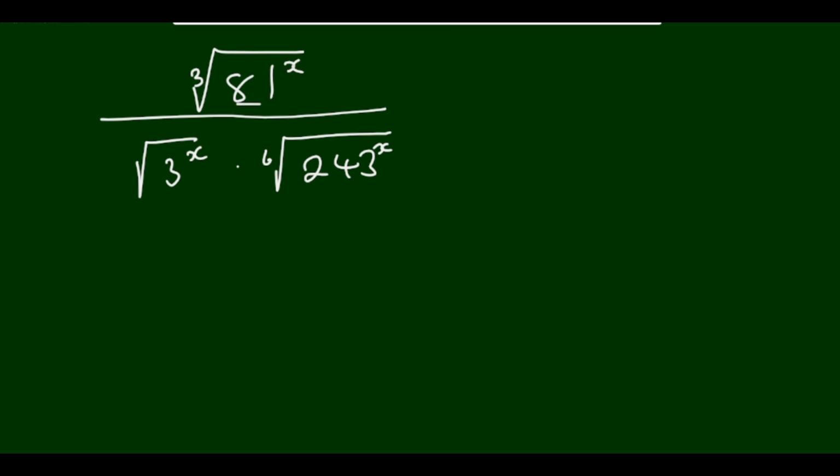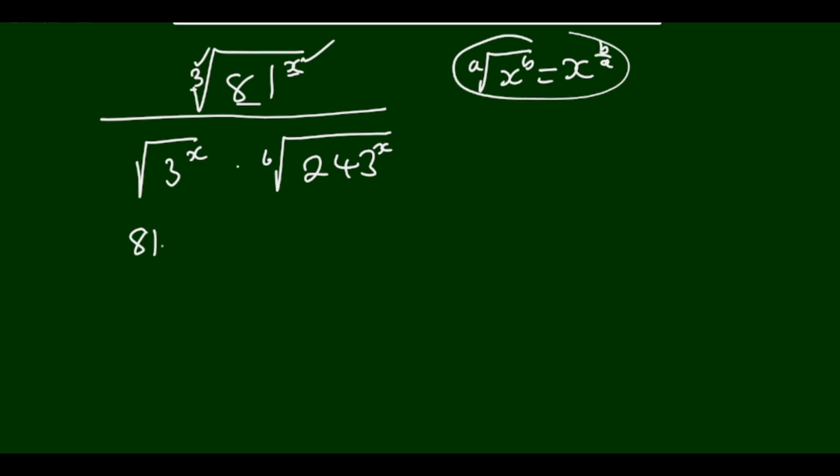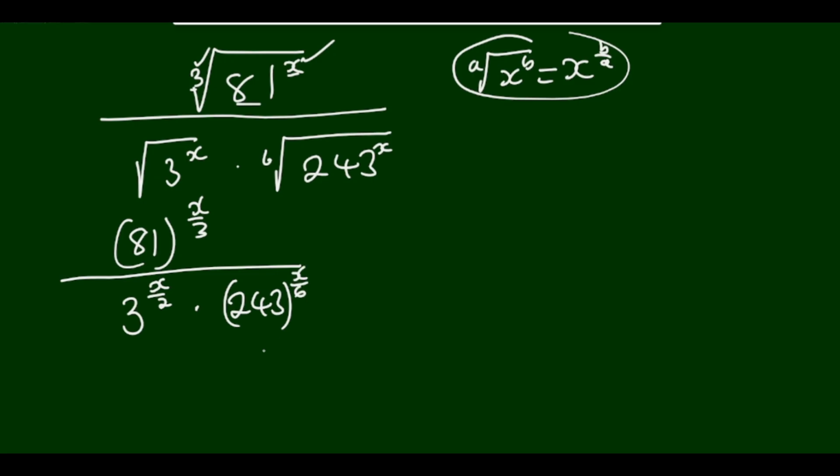So it's going to be 81 and then to the power x over 3. Remember, this becomes the numerator. The index becomes the denominator. Remember this, the a-th root of x to the power b is the same as x to the power b over a, isn't it? Remember this. So we're using that. So it's going to be 81 to the power x over 3, right, over, we do the same thing here. There is an invisible 2 here. So it's going to be 3 to the power x over 2. And then here we have 243 to the power x over 6, right?